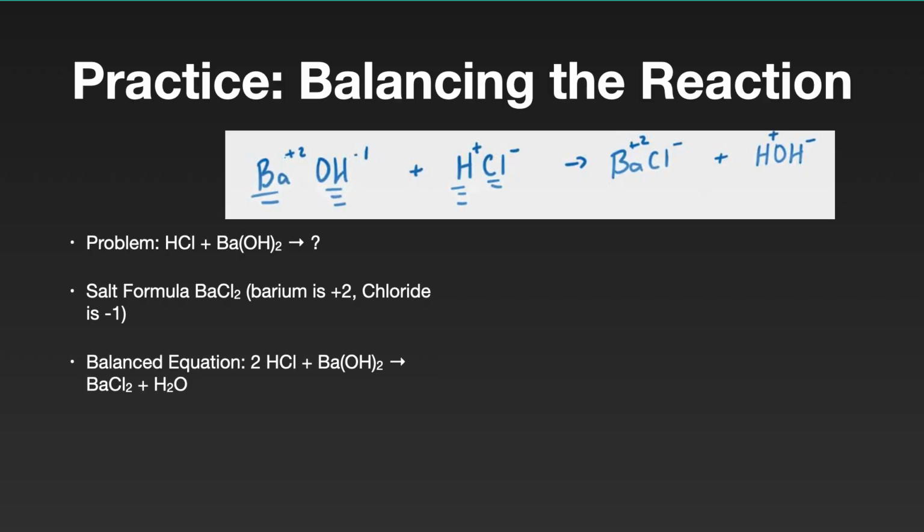Always check your subscripts. If you're reacting hydrochloric acid with barium hydroxide, remember that barium carries a +2 charge, so it needs 2 chlorides to form a stable salt. BaCl₂. Once you have the correct salt formula, you go back and add coefficients, in this case a 2 in front of the HCl and a 2 in front of the water, to make sure the equation is perfectly balanced.